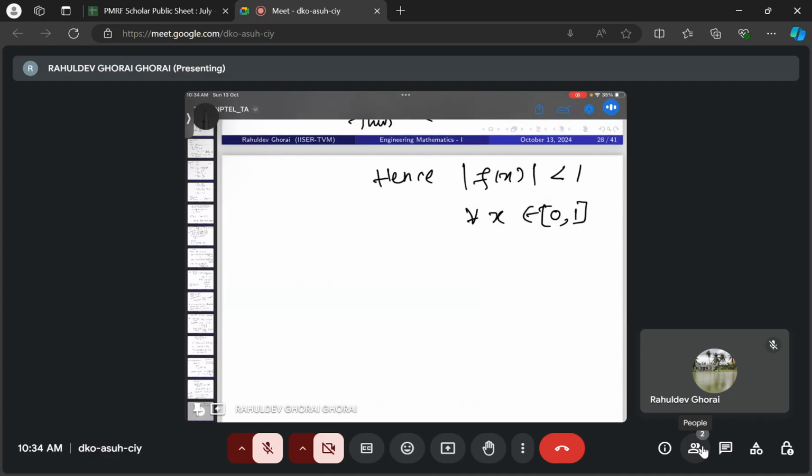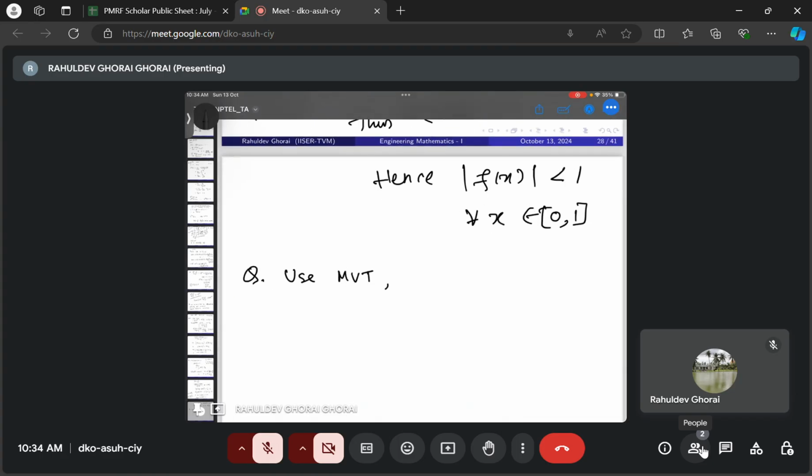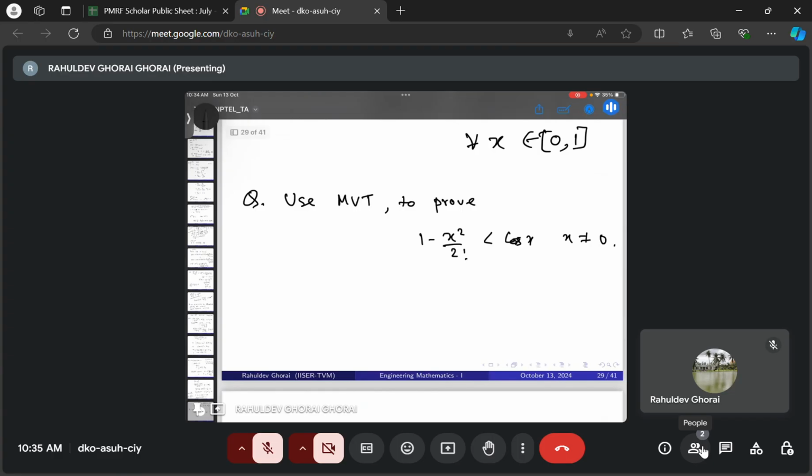Now the question is: use MVT to prove 1 minus x squared over 2 factorial is less than cos x when x is not equal to 0. So how do you prove this one? Like 1 minus x squared over 2 factorial is less than cos x.